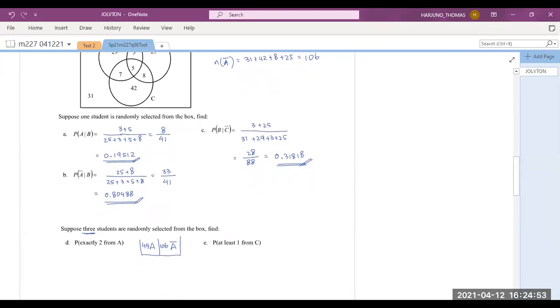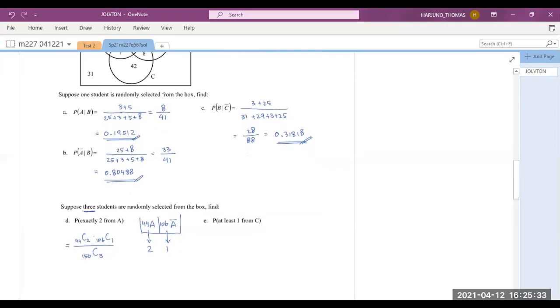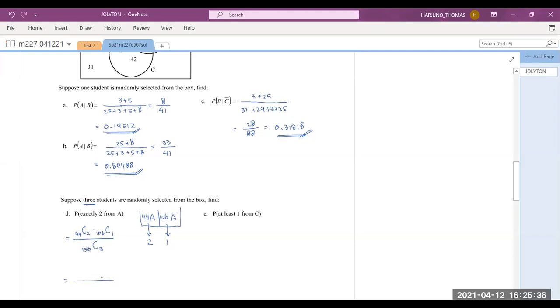Now, what is the probability that exactly 2 of them are from A if you select 3 students? 2 from A means 2 from A and the other one not from A. The denominator will be 150 choose 3. That's the number of ways to select 3 people from this group. And how many ways can we get exactly two of them from A? That's 44 choose 2 times 106 choose 1. That's the notation. Now let's compute 150 choose 3.